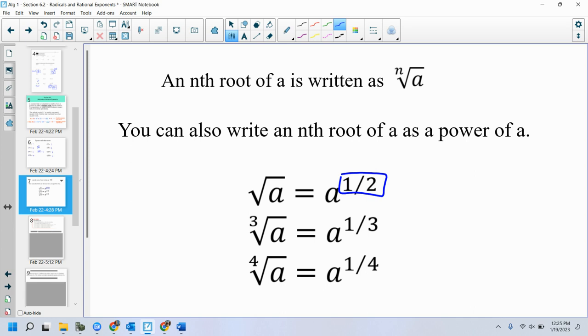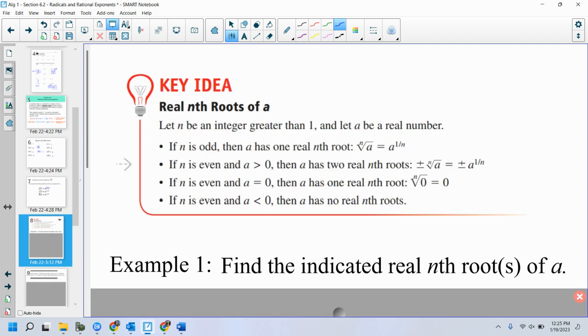So if you have a square root, you know what that actually is? Something to the 1/2 power. If you have a third root, that's actually something to the 1/3 power. If you have a fourth root, that's actually something to the 1/4 power. Where did this number go when it went into the exponent? To the denominator of the fraction, and that's what you'll see here in a minute. Let's evaluate it a little bit more, though. To find an nth root, we're going to be using our calculators to do this.